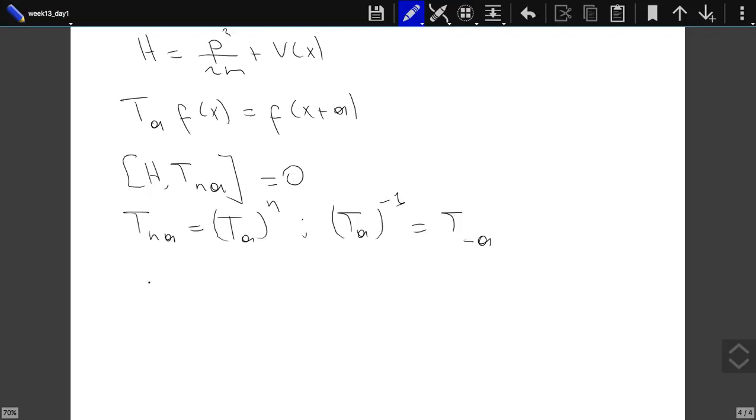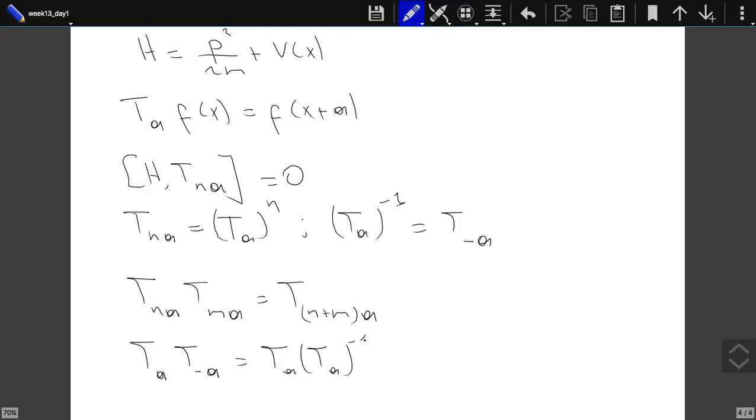Well, you see T of nA, T of mA, this is equal to T of (n plus m) times A. Do you agree with this one? You just translate by n, then translate by m. Then T of A times T of minus A, which we said is T_A inverse, is the identity, which is T of 0. Basically these form a group. So it satisfies all the group properties. It has the inverse, etc. You can translate toward the left or toward the right. If you choose one of them to be translated by a positive multiple of A, the other direction just becomes translating by a negative multiple of A.